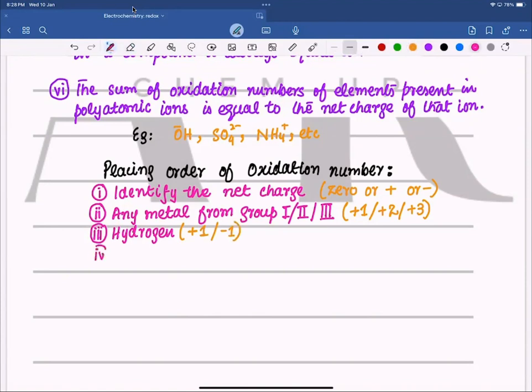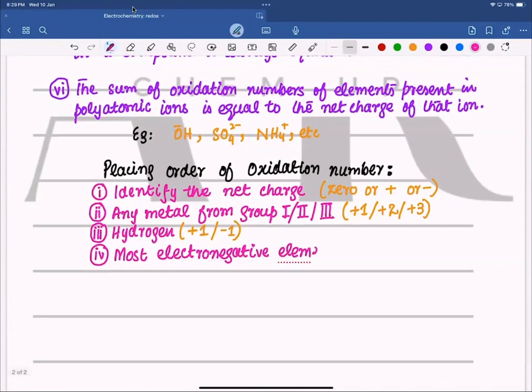Then, fourth, put the oxidation number of the most electronegative element, which is always obviously negative.